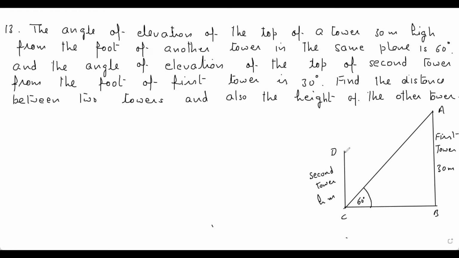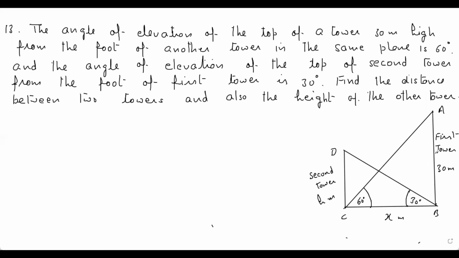And the angle of elevation of the top of the second tower from the foot of the first tower is given 30 degrees. So this angle is given 30 degrees. Let this distance CB be x meter. I am to find the distance between two towers. It means I am to find the value of x. And I am also to find the height of the other tower. It means I am to find the height of this DC. It means I am to find the value of h.